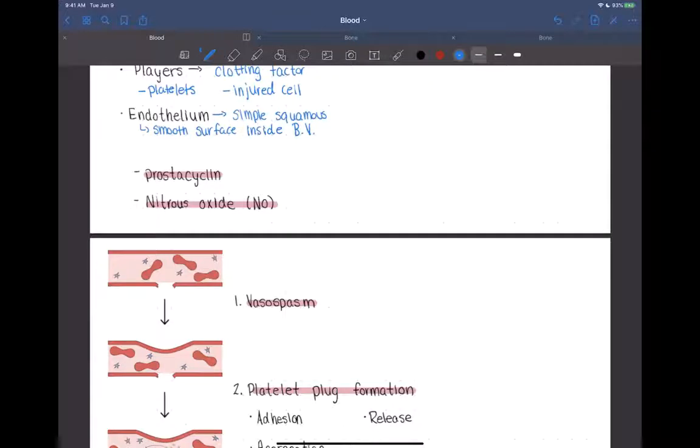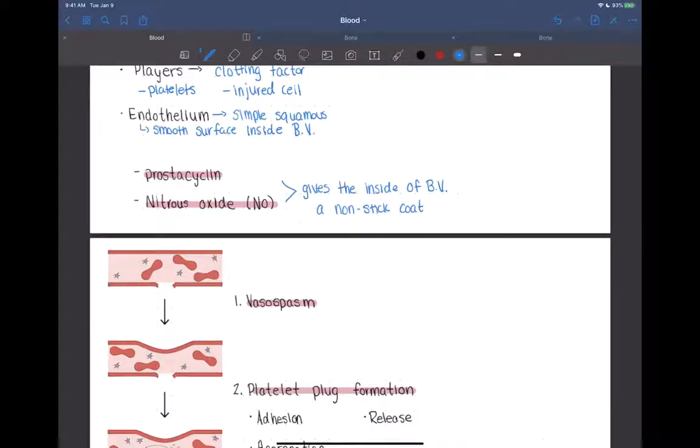All right, and so in order to do that, the endothelium secretes two chemicals: prostacyclin, which is a type of prostaglandin, and nitrous oxide, which is a gas. Both of these together give the endothelium, the inside of the blood vessel, a non-stick coating. They just coat the inside of that blood vessel and keep platelets from sticking. So they give blood vessels a non-stick coat.